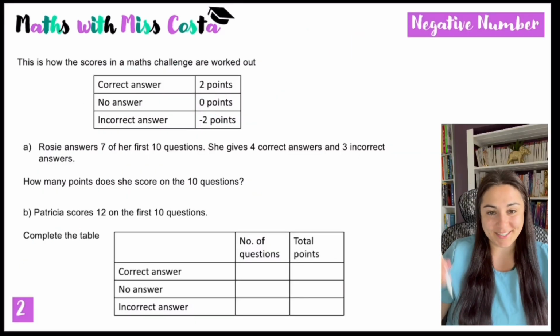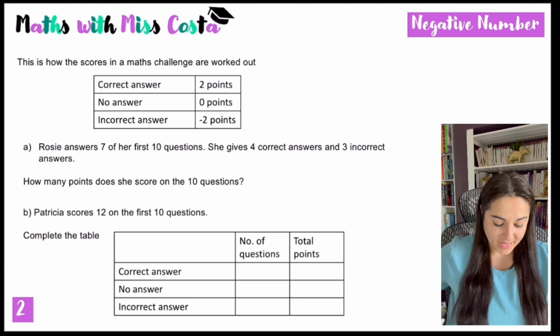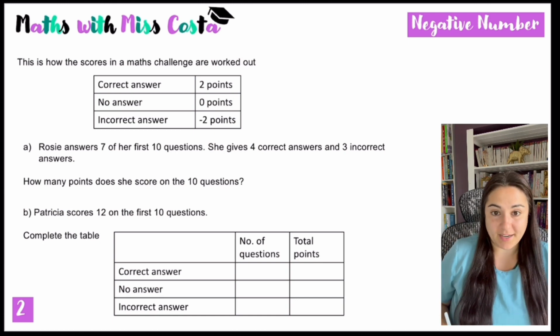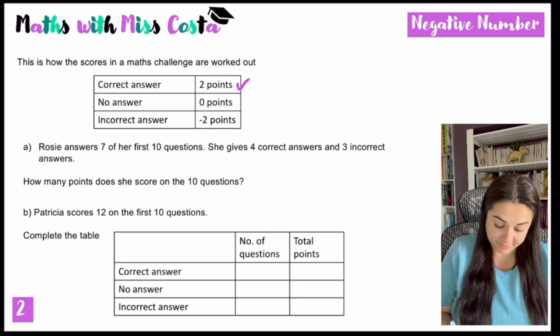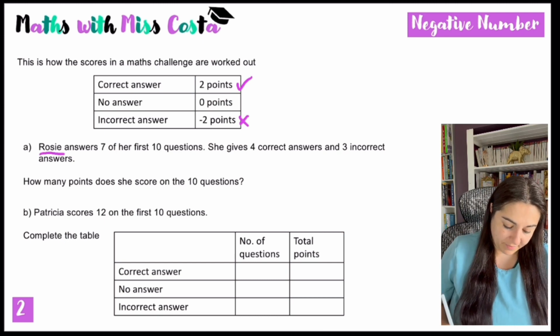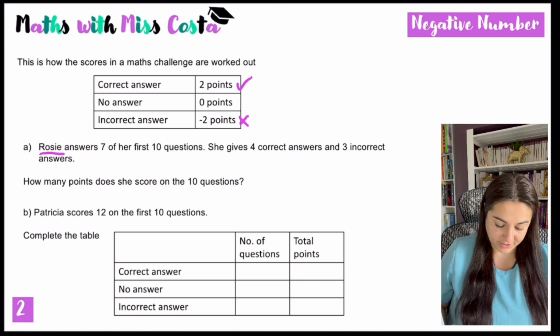So here we've got a question with negative numbers. Now I'm told that this is how the scores in a maths challenge are worked out. So if I get a correct answer, I get positive 2 points. No answer is 0 points, and an incorrect answer is negative 2 points. Now Rosie answers 7 of her first 10 questions. She gives 4 correct answers and 3 incorrect answers.